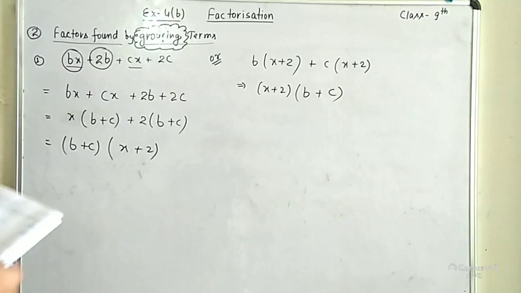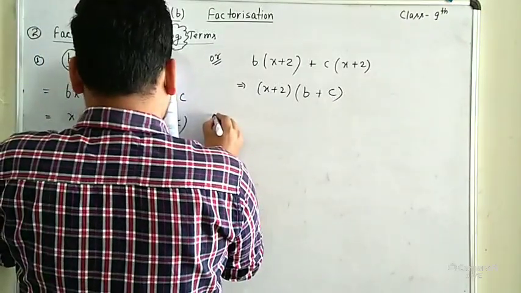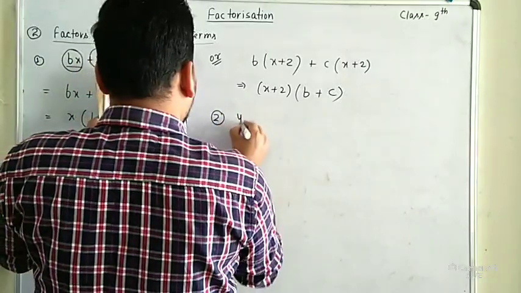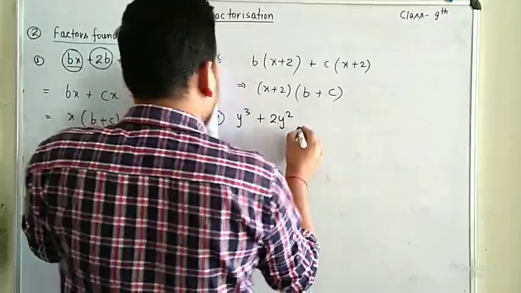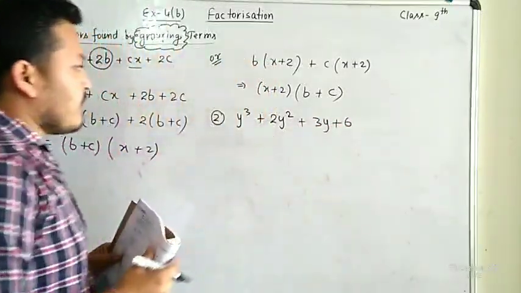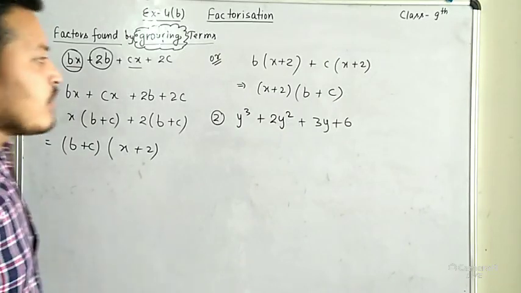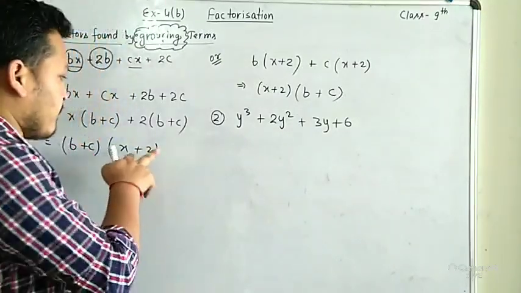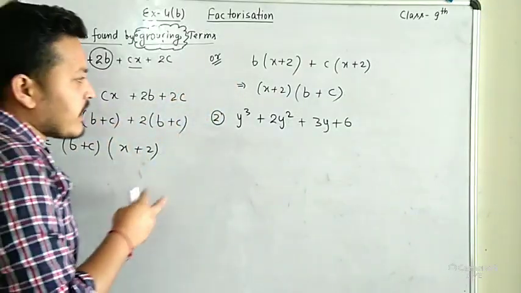The next question is question number 2: y cube plus 2y square plus 3y plus 6. First make groups of the terms and after that you can take the common factor out. It can be solved in two methods too. For example, the first question was solved by two methods, so the same can be applied here.